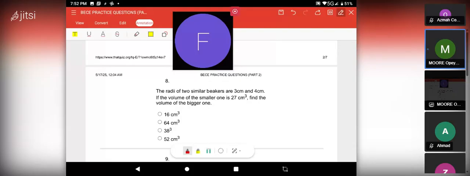Do you remember scale factor? No, sir. Under similar shapes, you don't know what they call scale factor, area factor, and volume factor? Okay, this is talking about similar beakers, that is similar shapes. Were you taught similar shapes? Yes, sir. Similar triangle.